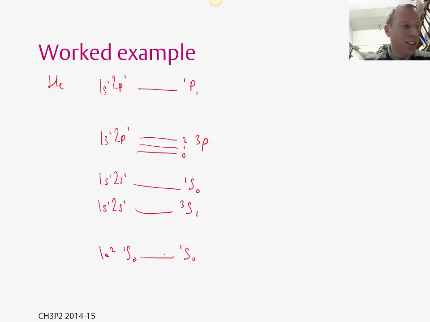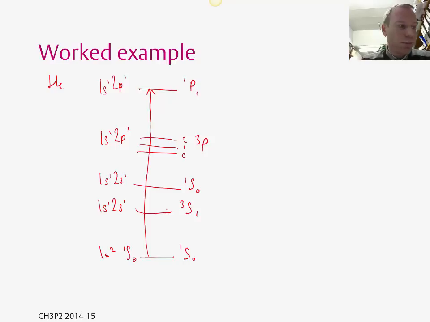Can we go from the singlet S up to the triplet P? No, we can't, because we can't go from a singlet to a triplet. Are we allowed to go from a singlet S0 to a singlet P1 state? Well, the spin multiplicity stays the same, capital L goes up by 1, that's allowed, and capital J goes up by 1, so that's allowed. So this transition is an allowed transition. But that's the only transition which is allowed, amongst these states, from this ground state.